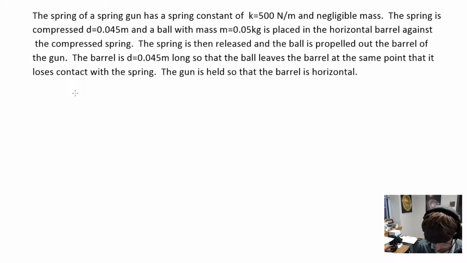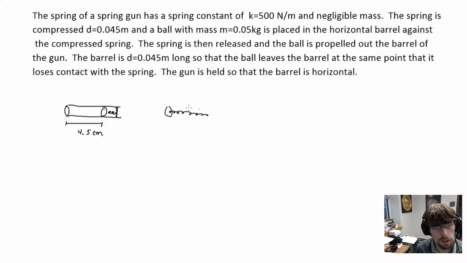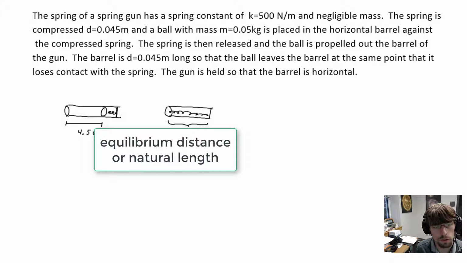Okay, so we got an idea of what's going on here. We've got some sort of spring gun. So here's the barrel of a spring gun, and inside there's some spring with a ball pressed up against it. And this distance is something like 4.5 centimeters. And of course, afterwards, if the spring's released, then it's exactly that distance. It's the distance of the barrel. So this 4.5 is the equilibrium distance, or we'll call it the natural length. Okay, so we have an idea of what's going on here.